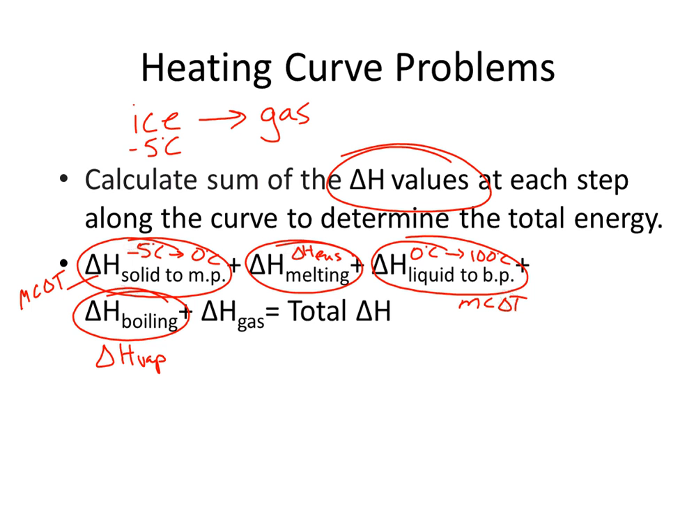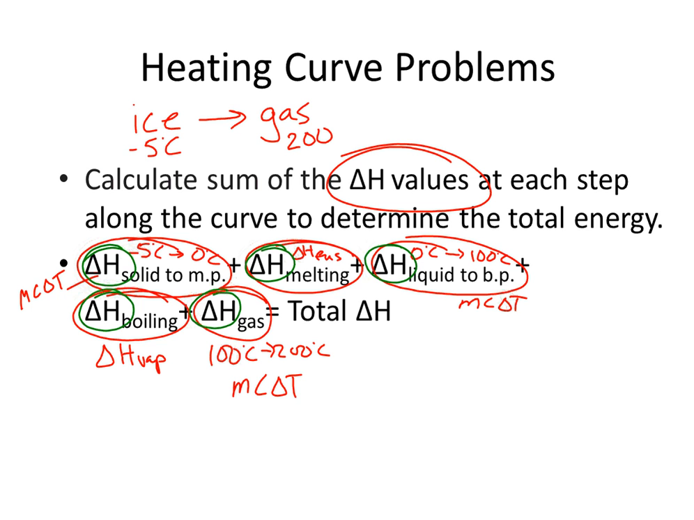And then lastly, my ice was at -5, but my gas was at 200. Okay? I need to raise the temperature of my gas from 100 degrees Celsius, which is the beginning of the gas phase, to 200 degrees Celsius. Well, hey, look, that's a temperature change. I'll use MC delta T to determine that delta H. And then I would take this delta H plus this delta H plus this delta H plus this delta H and this delta H to get my total delta H. And we're going to do a problem like that.